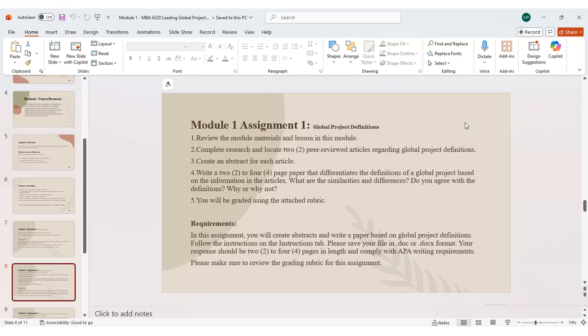So what are the similarities and what are the differences? And do you agree with the definitions, and why or why not? And then you'll be graded using the rubric within the assignment. So the requirements of the assignment, again, is creating the abstract, writing the paper based on global project definitions, following the instructions in the tab, and save your file as a .doc or .docx.